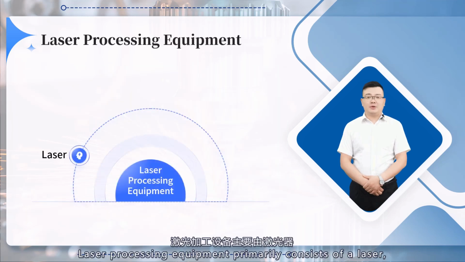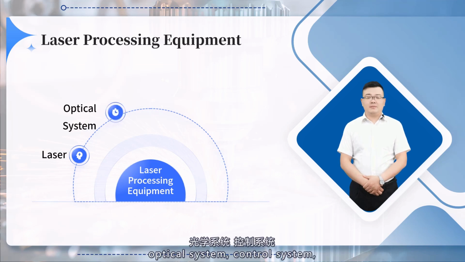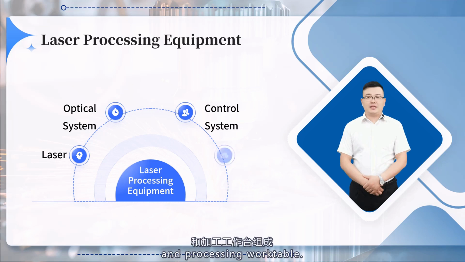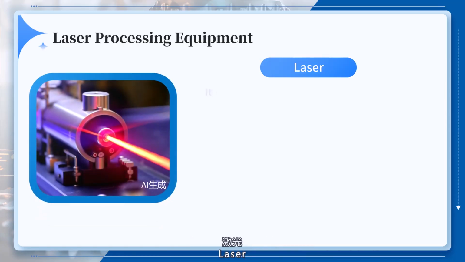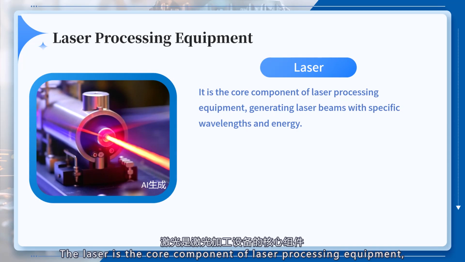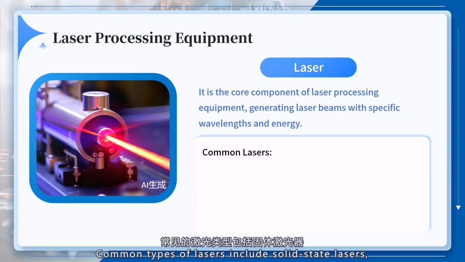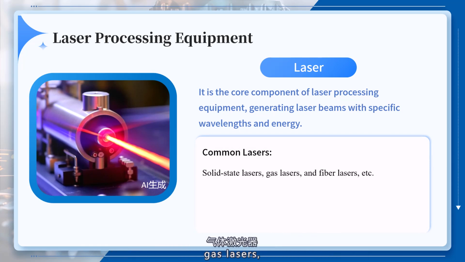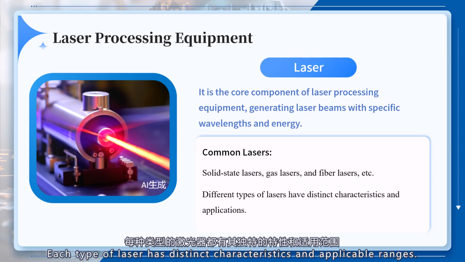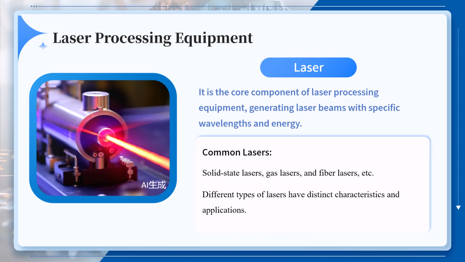Laser processing equipment primarily consists of a laser, optical system, control system, and a processing worktable. 1. Laser. The laser is a core component of laser processing equipment, generating a laser beam with specific wavelengths and energy. Common types of lasers include solid-state lasers, gas lasers, and fiber lasers. Each type of laser has distinct characteristics and applicable ranges.